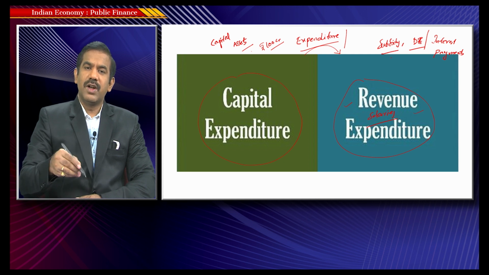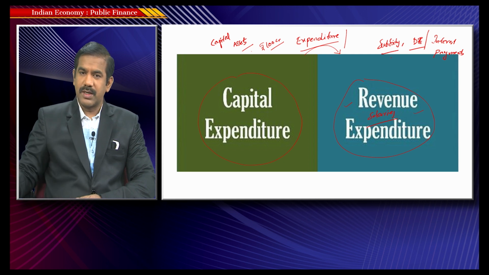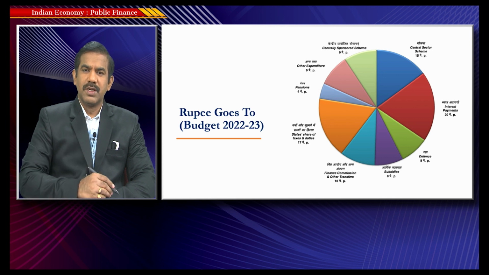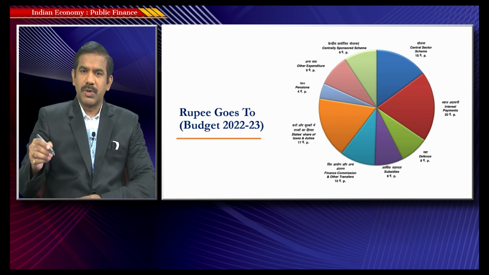So, having seen where does rupee come from, now let's go ahead and look into the current budget and where does rupee go to. So, out of every 1 rupee the government happens to spend, what proportion of rupee happens to go for what particular purpose? That's what we are trying to look at in this particular pie chart.